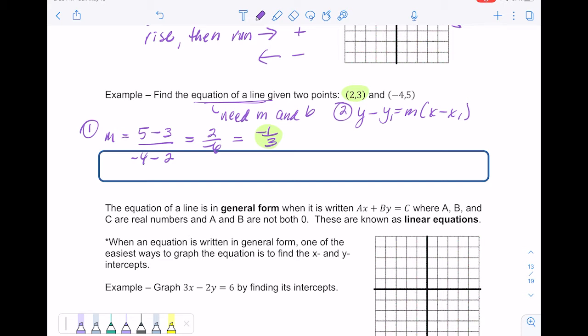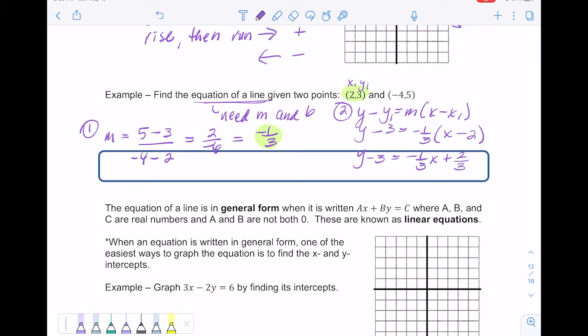And now I'm just going to plug some numbers in. So I've got y minus y1. y1 and x1 are the point that you just picked. So y1 is 3, and my m is negative 1/3 times the quantity x minus your x1, which is 2. And now all of this is just algebra. I'm going to have to distribute the negative 1/3 into the parentheses. So I would get negative 1/3 x, and then negative 1/3 times negative 2 is positive 2/3.